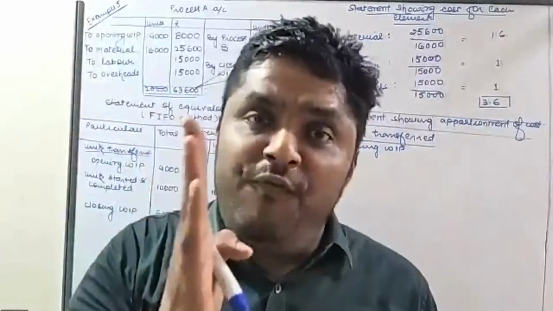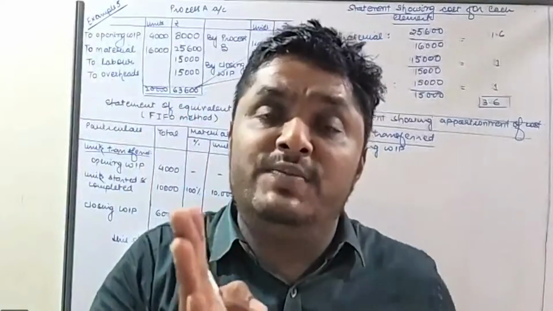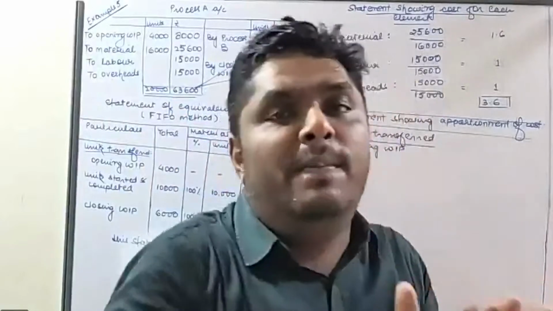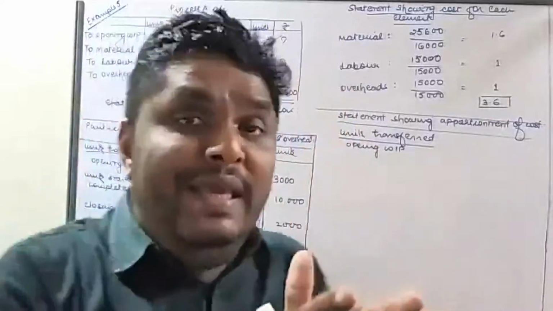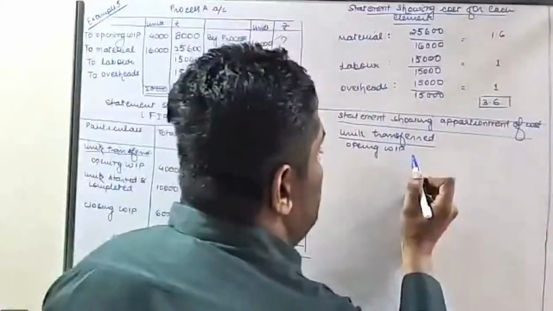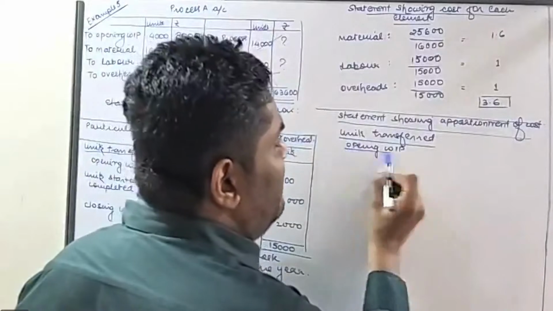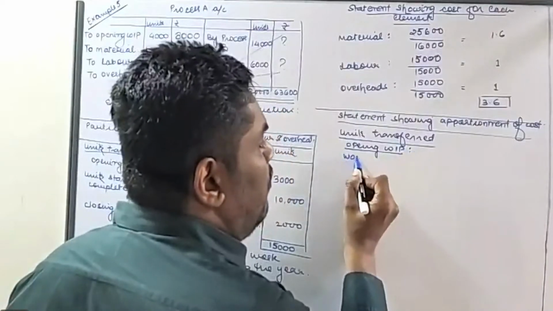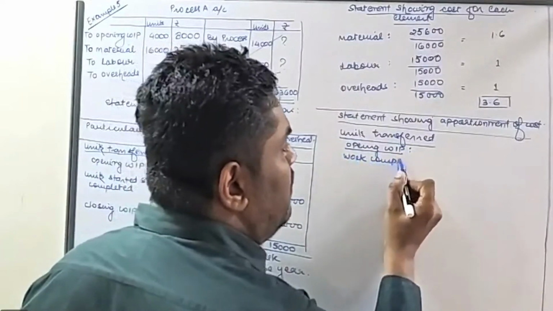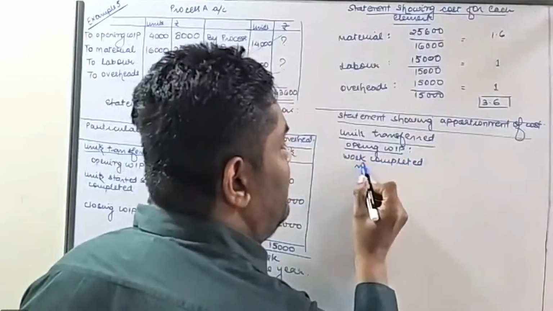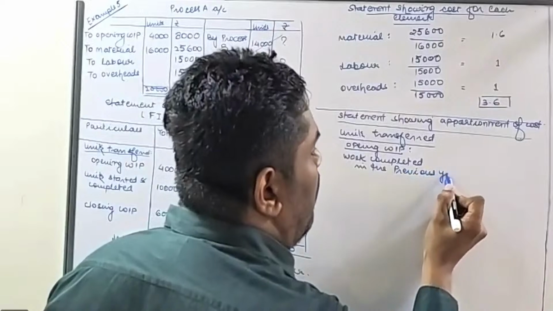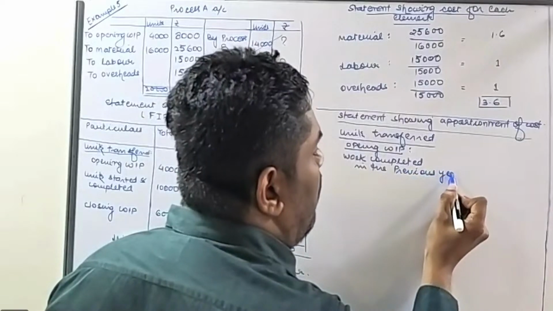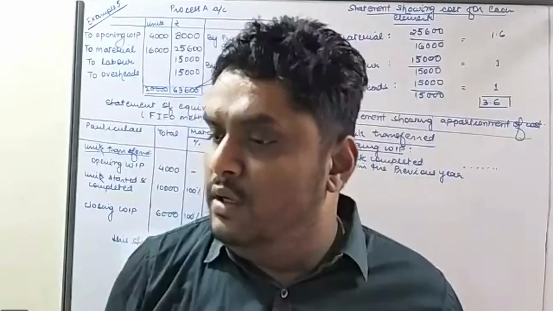Now, these 4,000 units in opening work in progress, some work was completed last year and some work was completed this year. So we will be taking the total cost. When talking about opening work in progress, work completed in the previous year, when talking about the cost for the same, it is given that the value of opening work in progress is how much? 8,000.